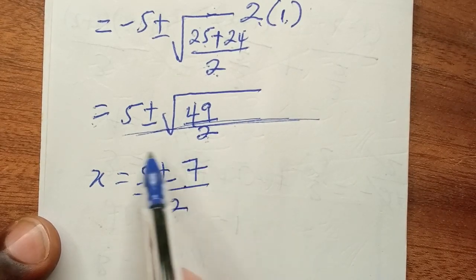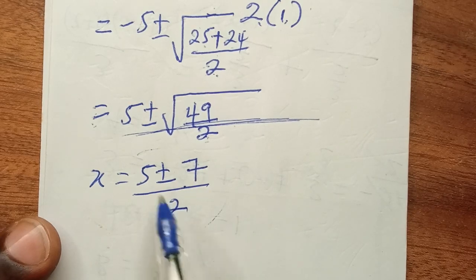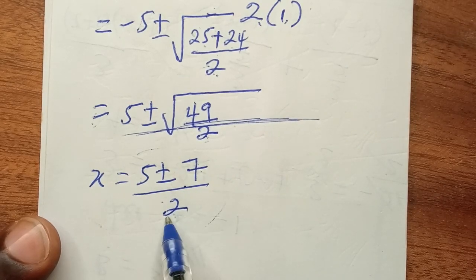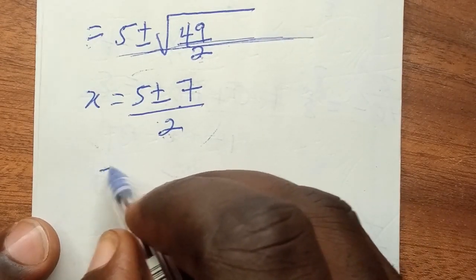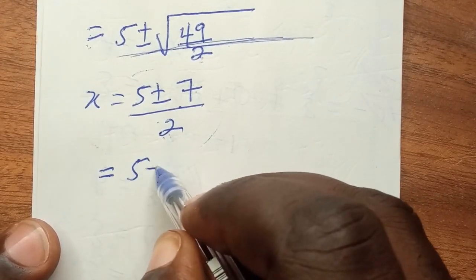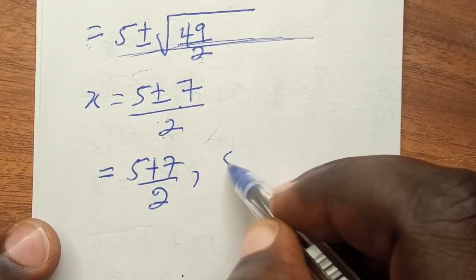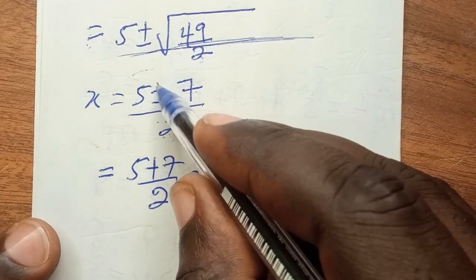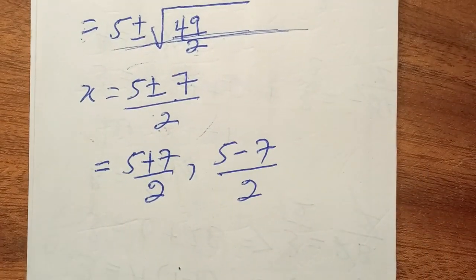These are the values of x. So x will be 5 plus 7 divided by 2, and x will be 5 minus 7 divided by 2 to have those two values. Let's try it. 5 plus 7 divided by 2 will be one of the values of x. The next will be 5 minus 7. So we are using both the plus and the minus sign, divided by 2. Those will be the values.